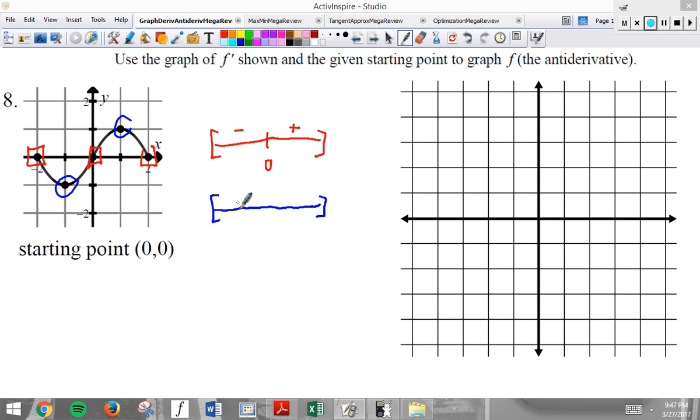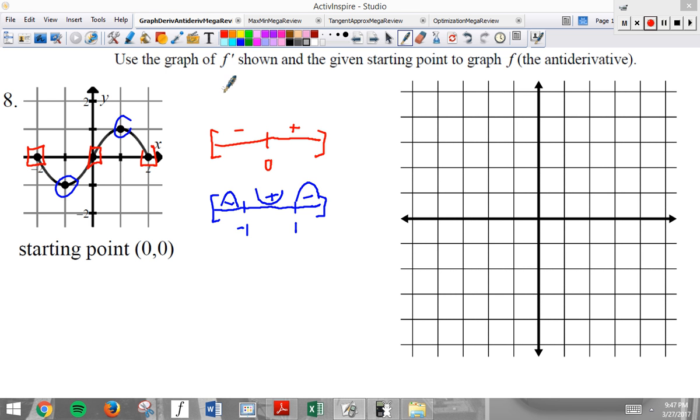Zero slopes. The slope of f prime is 0. The slope of f prime is negative. The slope of f prime is positive. The slope of f prime is negative.